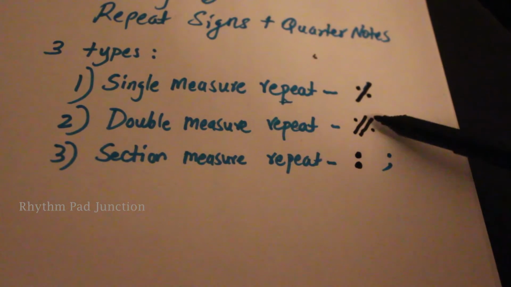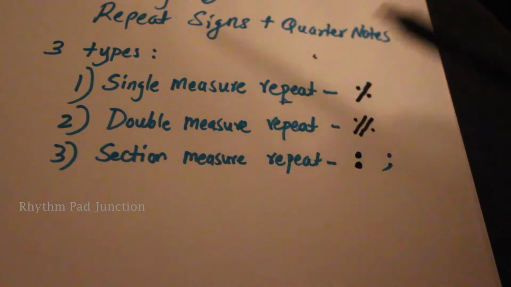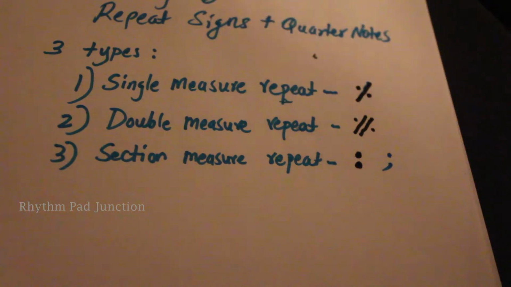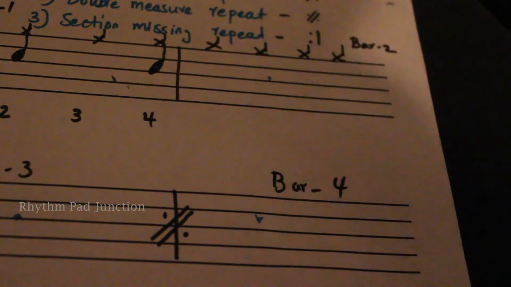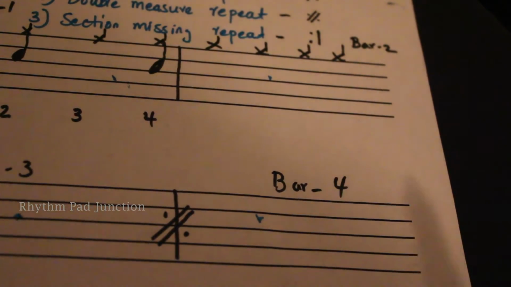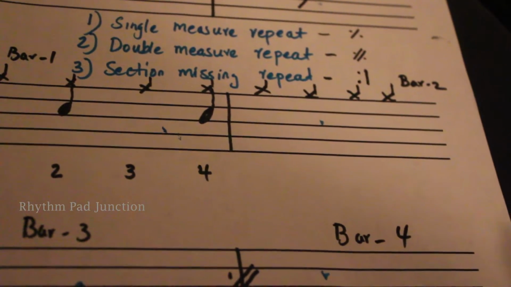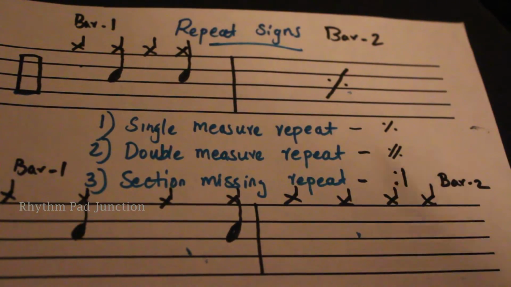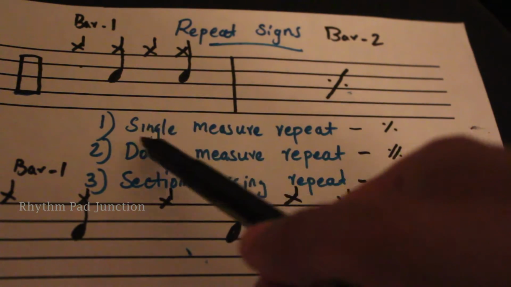The double measure repeat is also the same, but it has 2 lines, 2 double lines. And the section measure repeat looks exactly like a colon sign, 2 dots, right? And so for today's exercise, well, it's not an exercise, but I want to show you what these are. So let's talk about single measure first.